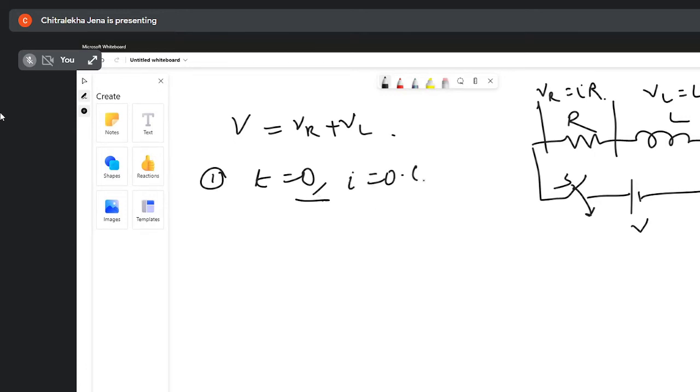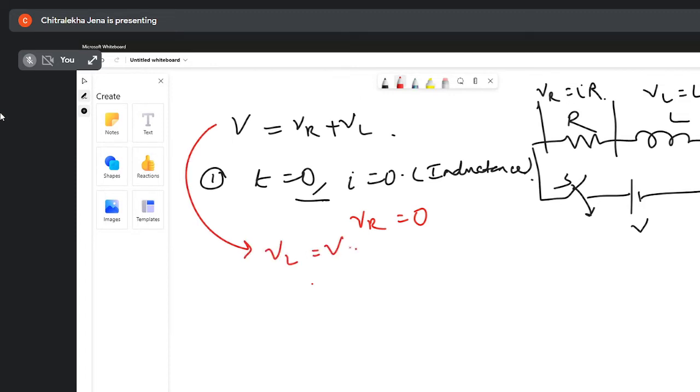Why? Because due to the presence of what? Tell me. Presence of inductance. Okay. So I equal to 0 means simple. My VR is equal to 0. So what is my VL equal to how much? Capital V. VR is equal to 0. Understood now? What happens just at the instant I have closed the switch? Got it?